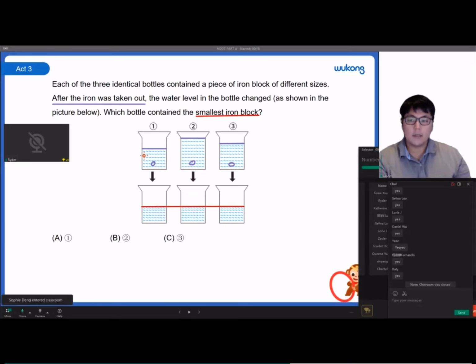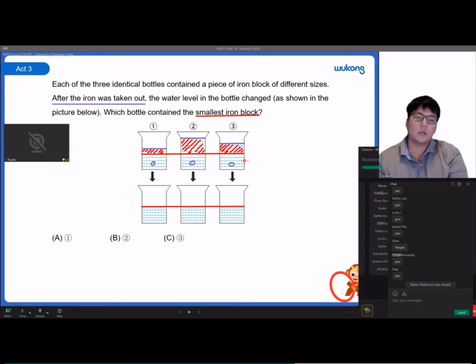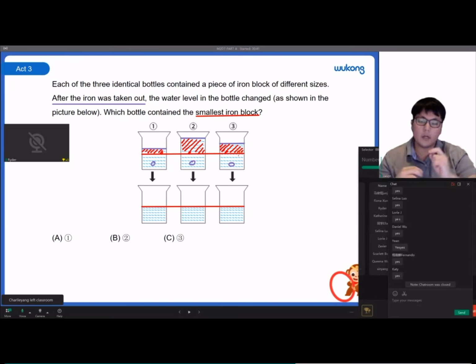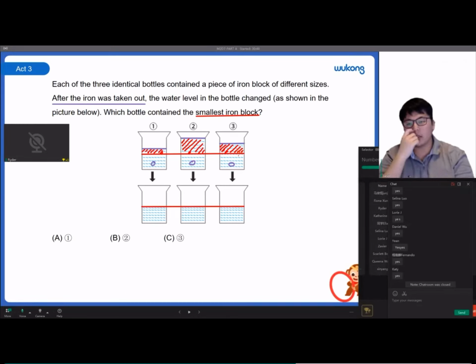So, everybody, if I draw a red line to show how much water level it is after taking out the iron block, this is the red line. Do you agree? Yes. And this is how much the water level dropped for 1, and this is how much the water level dropped for number 2. This is how much the water level dropped for number 3. So what does that mean? Which one has the smallest iron block? Which one has the biggest? Which one has the medium?